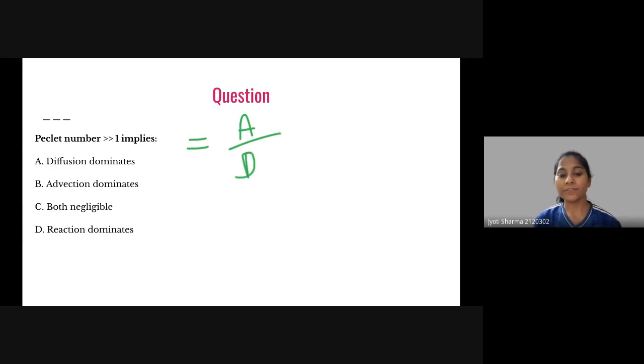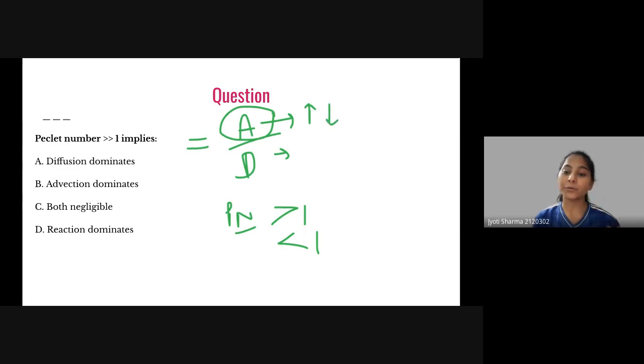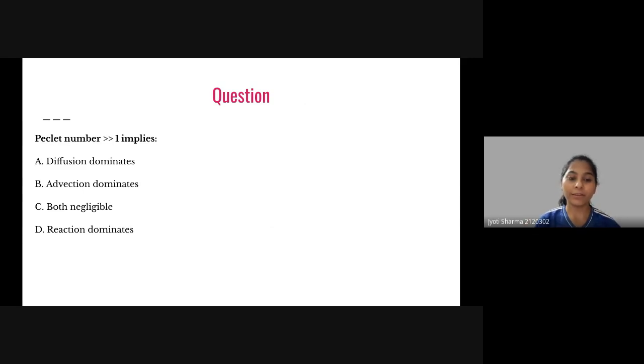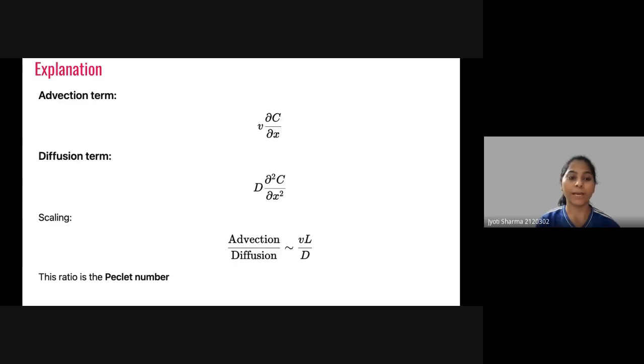So if your Peclet number is more than 1, it means your advection was higher as compared to your diffusion. If your Peclet number is less than 1, it means the mass transfer due to advection was lower as compared to the mass transfer due to diffusion. So that's how you can tell. If this is more than one, then advection will dominate. For example, in a river, advection dominates as compared to diffusion. So yeah, same like this.